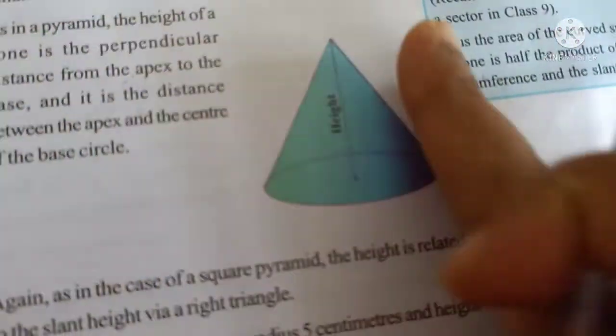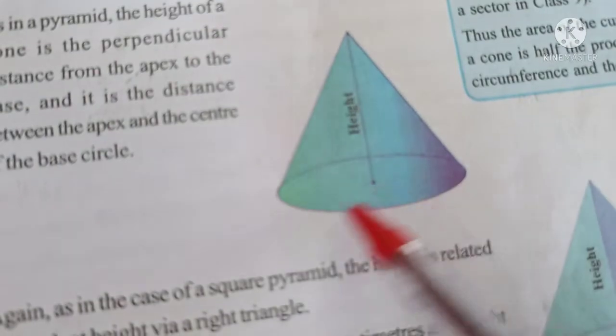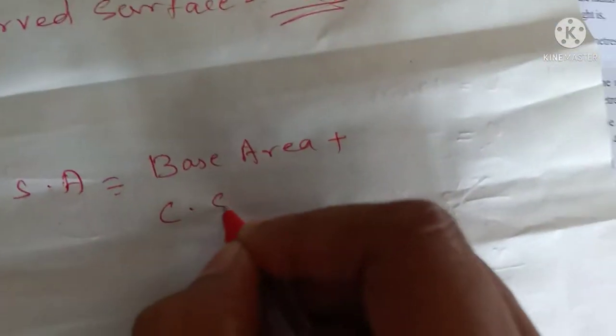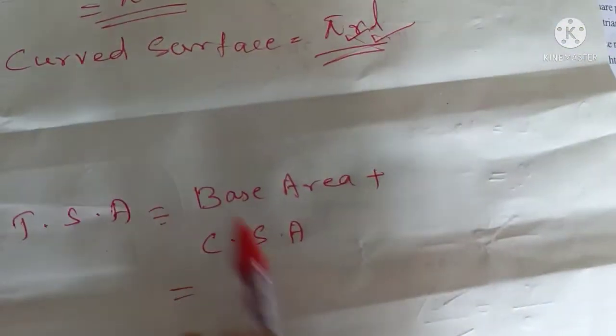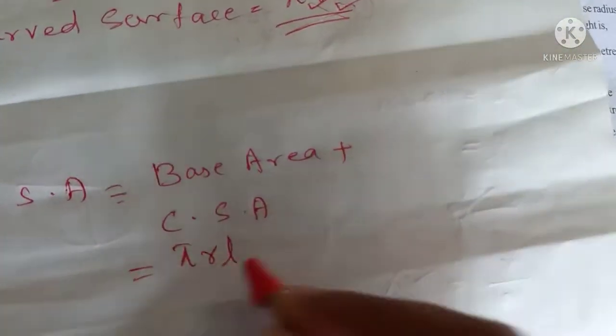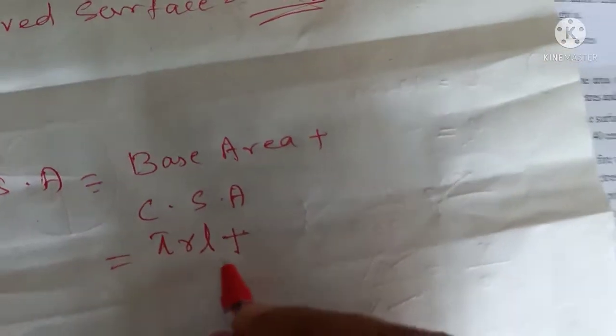For a cone we can see that one curved surface is here and one base is also there. So how do we find the total surface area of a cone? Total surface area, TSA, is equal to base area plus curved surface area. We know that the curved surface area is equal to pi r l, that is pi into r, where r is the base radius, times l.